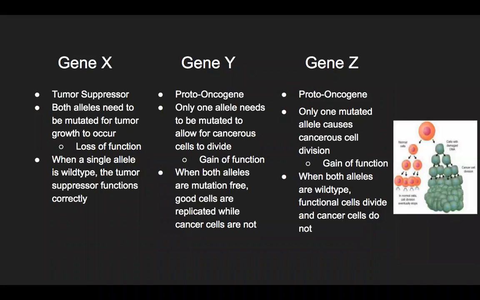Gene Y is hypothesized to be a proto-oncogene as only one allele needs to be mutated for cancer cells to be replicated. This is thought to be due to a gain of function mutation because when both alleles are wild type, only healthy cells are replicated.